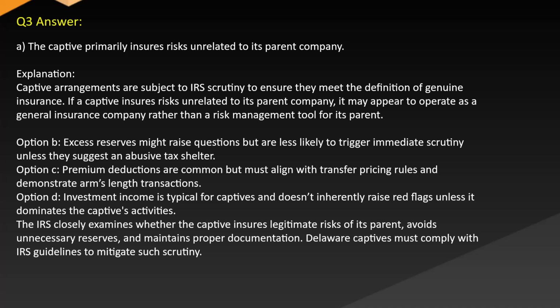Option B. Excess reserves might raise questions, but are less likely to trigger immediate scrutiny unless they suggest an abusive tax shelter. Option C. Premium deductions are common but must align with transfer pricing rules and demonstrate arm's-length transactions. Option D. Investment income is typical for captives and doesn't inherently raise red flags unless it dominates the captive's activities. The IRS closely examines whether the captive insures legitimate risks of its parent, avoids unnecessary reserves, and maintains proper documentation. Delaware captives must comply with IRS guidelines to mitigate such scrutiny.